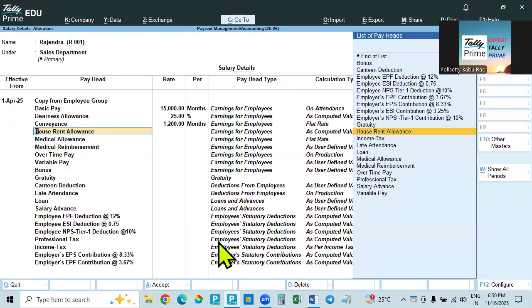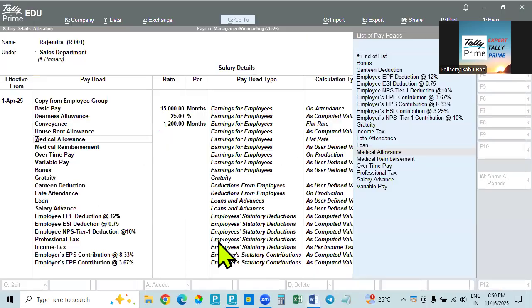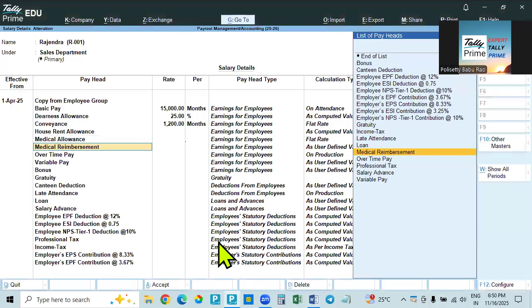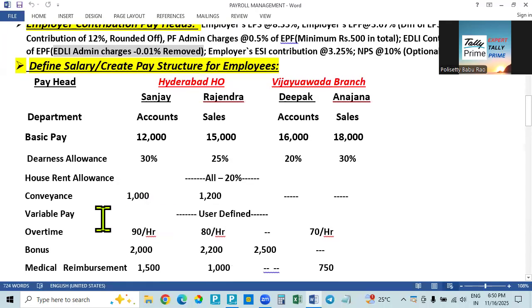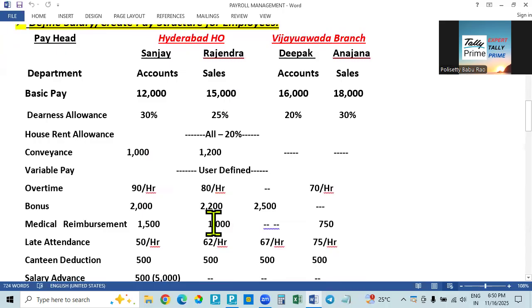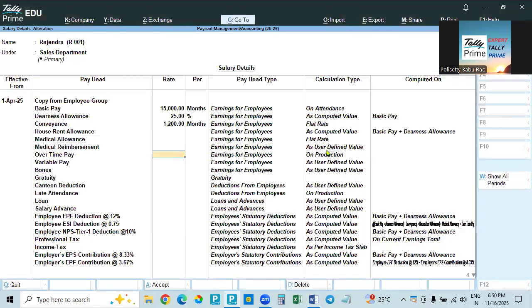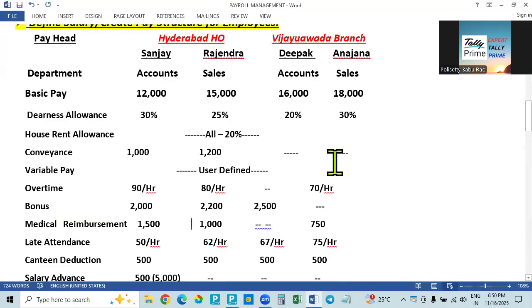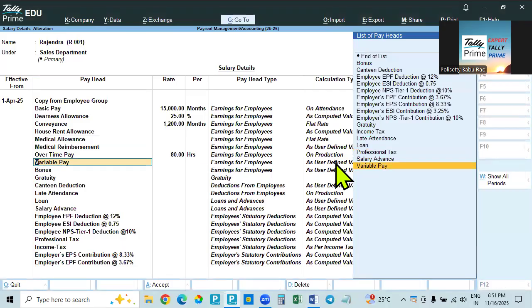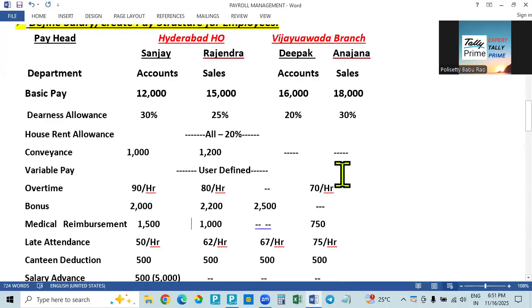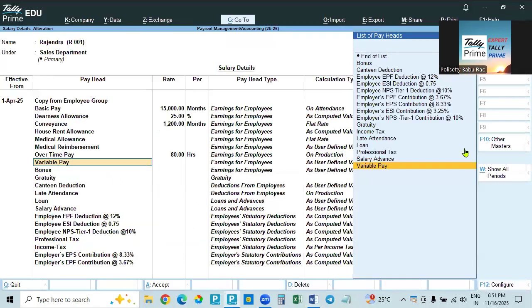House rent allowance will automatically calculate. Medical allowance is not there, so leave it off; we won't enter anything. Medical reimbursement is 1,000 rupees, and it is user defined, which will be given separately. Then overtime we have to give. What is the overtime rate for him? 80 rupees per hour. And variable pay is payable to everyone, as user defined.